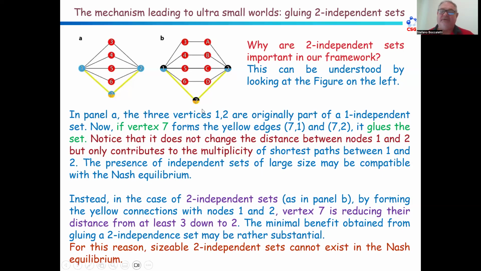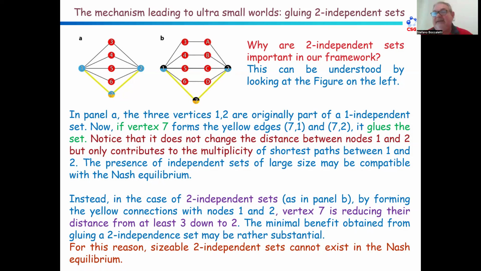Why? Because when node 7 forms the two yellow connections, nodes 1 and 2 are removed from the 2-independent set. And they pass to be in the 1-independent set. Okay? And actually, 7 is the only intermediary. So 7 takes all the gain that previously was in the other shortest paths, 3A, 4B, 5C, 6D. All the amount of utility that was in those shortest paths is now taken by 7, because 7 is the only shortest path. Now the shortest path is not anymore 3, it's 2. So this means that this move is tremendously advantageous, and therefore the Nash equilibrium cannot have 2-independent sets. 2-independent sets are prohibited in the Nash equilibrium, because if you have a sizable 2-independent set, you will always find a node for which it is convenient to bridge them for any cost.